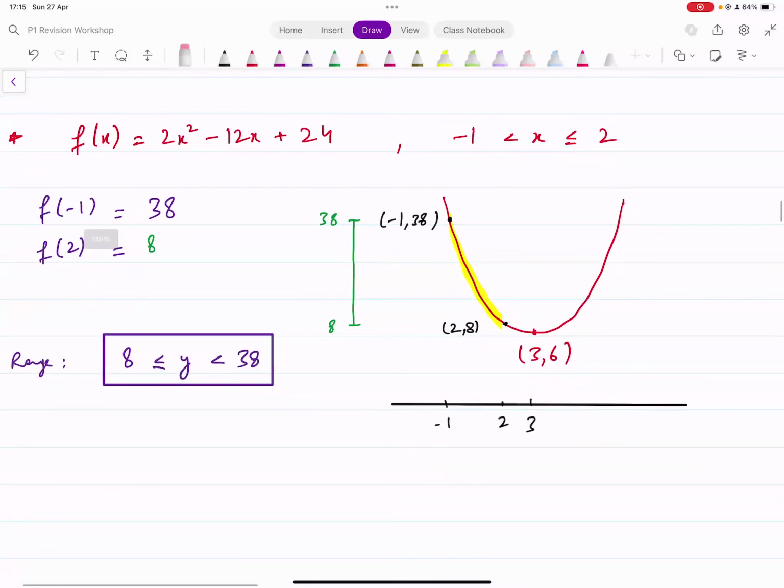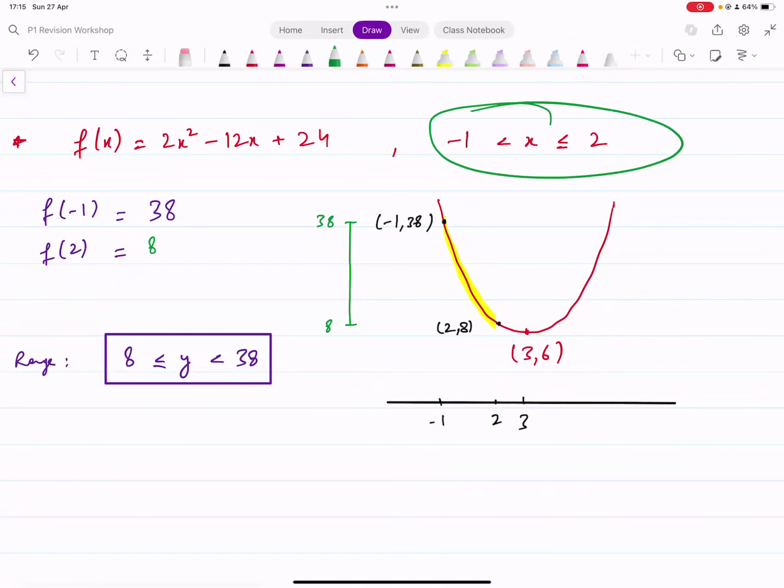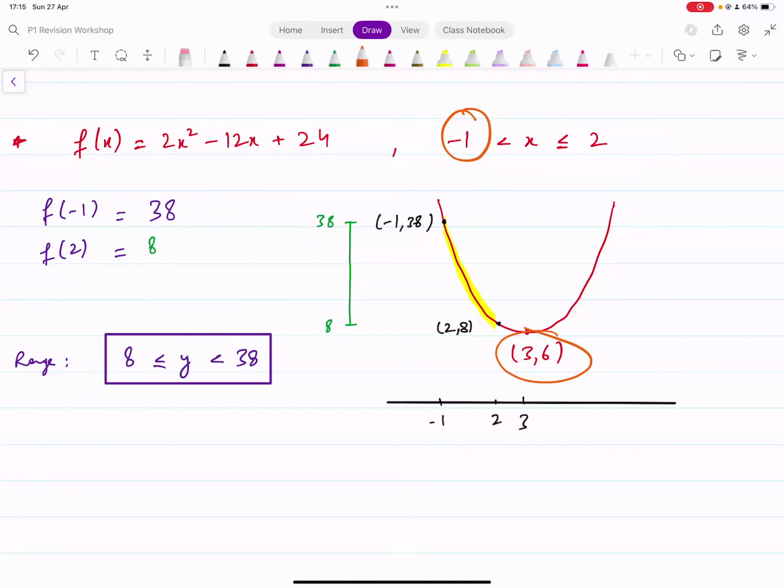If you had something like this, if the domain is from -1 to 2, now which part of this function is valid? Again, think of the turning point. The turning point is here. Where are these 2 points going to be?